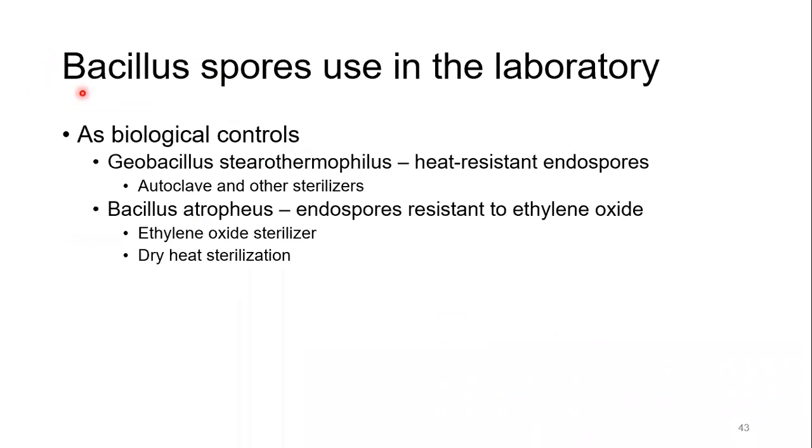Now, then we have the use of Bacillus within the laboratory as biological controls. And I'm sure you talked about this when you talked about sterilization and disinfection. So Bacillus stearothermophilus is apparently now known as Geobacillus stearothermophilus, and these are heat-resistant endospores used in the autoclave and other sterilizers. And then we have Bacillus atrophaeus, which are resistant to ethylene oxide and therefore are used in the ethylene oxide sterilizer and the dry heat sterilizer.